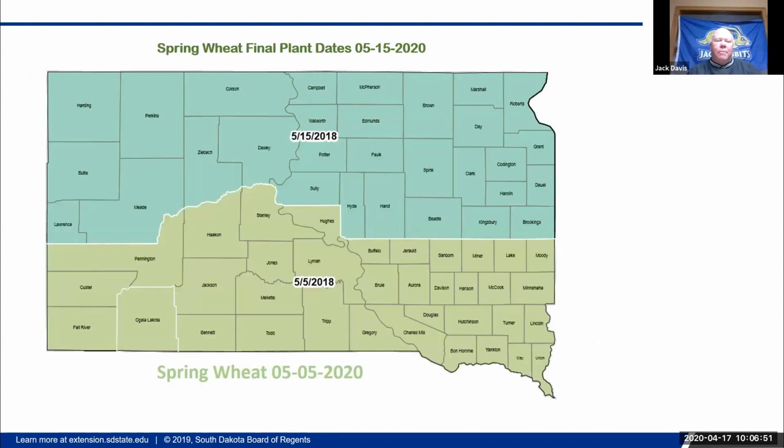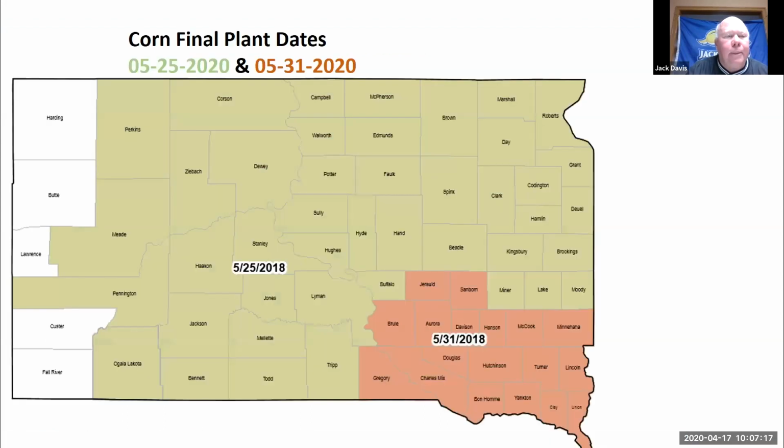So here's just a reminder of our final plant dates. This is a map from RMA. They have 2018 on it, but the date is the same, we just changed the year. So spring wheat in the north is coming up on May 15th as the final plant date, and spring wheat in the southern part of the state is May 5th. And we'll talk about final plant date and late plant date coming up.